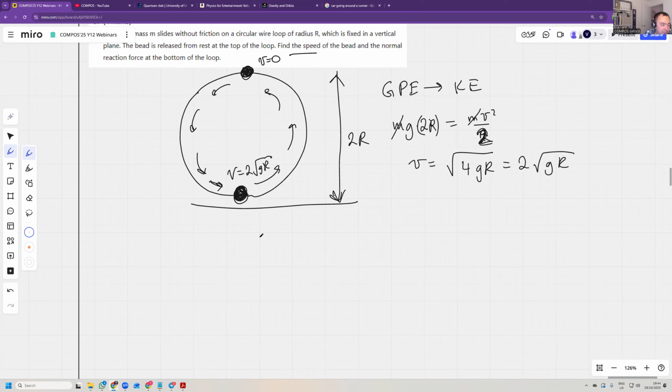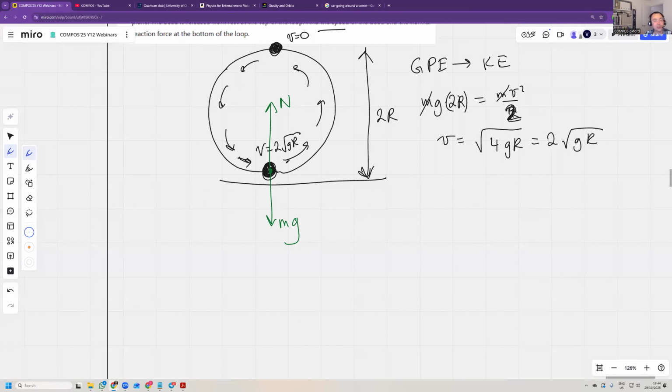Well, at the lowest point of the loop, there are two forces acting on the bead. There's the gravitational force, mg, and then the normal reaction from the wire. Now, because it is moving in a circle, there has to be a centripetal force. So the centripetal force is the normal reaction minus mg.